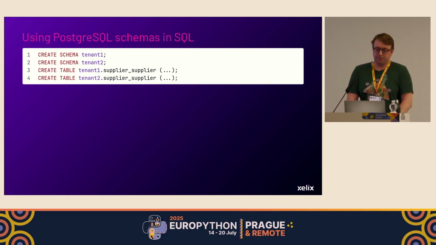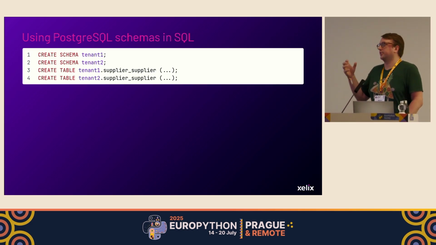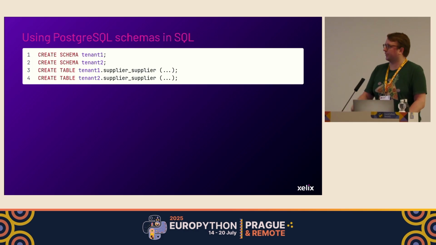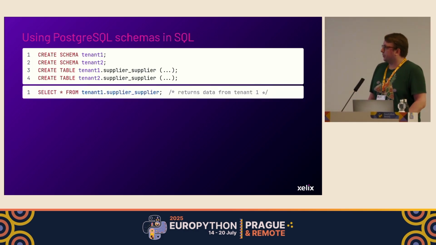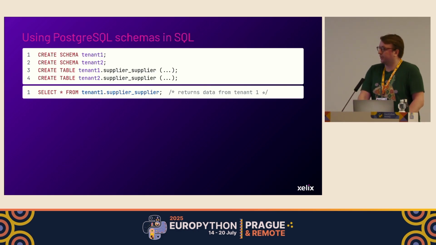So creating a schema is pretty simple. You just say create schema. It's just like English. And when you're creating tables, you just specify the schema that you want to create the table in by just having this prefix, like tenant.supplier, right? When we want to select from a specific schema, you also just add the schema name, and then it just works. It returns data from a specific tenant.